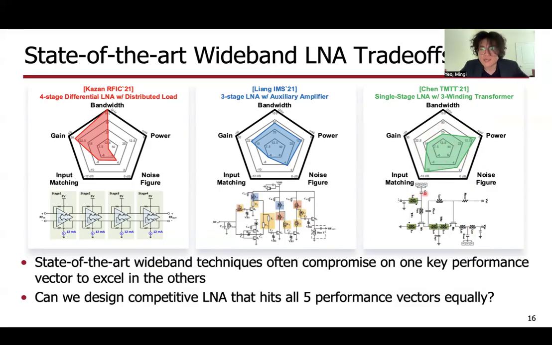Furthermore, I'd like to highlight that the good input matching level of -10 dB is not that impressive, because matching a narrower system is much easier than matching these wider band systems. As all these LNAs suffer in one or more performance areas to get great benefits in others, this begs the question: can we design a competitive state-of-the-art LNA that hits all five performance vectors equally?